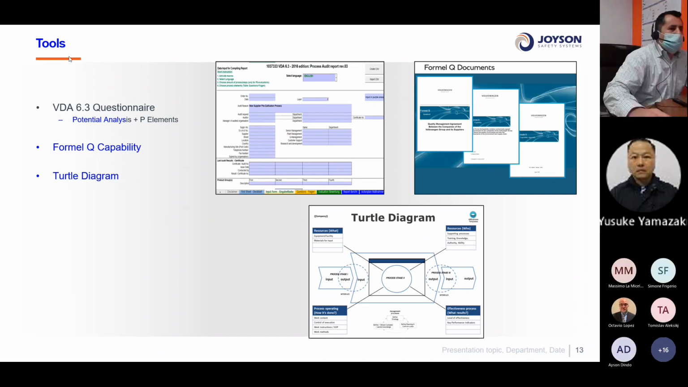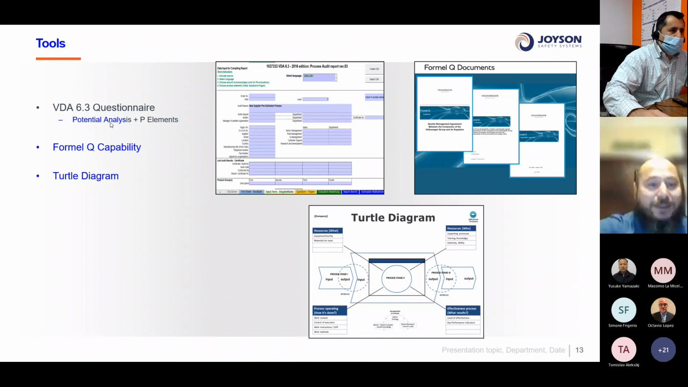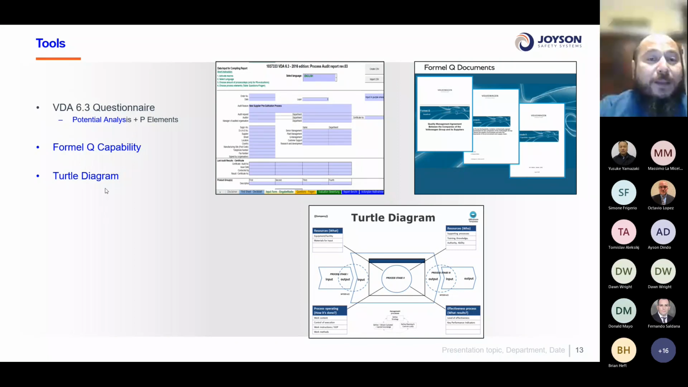Okay, now continuing with the tools that VDA is presenting us. I'm putting 3 tools over here for you guys. The tools that are required to perform a VDA audit are, for sure, the questionnaire. Actually, we have 2 questionnaires. We have the potential analysis, and we have the VDA6 whole auditing questionnaire. These are 2 different questionnaires.